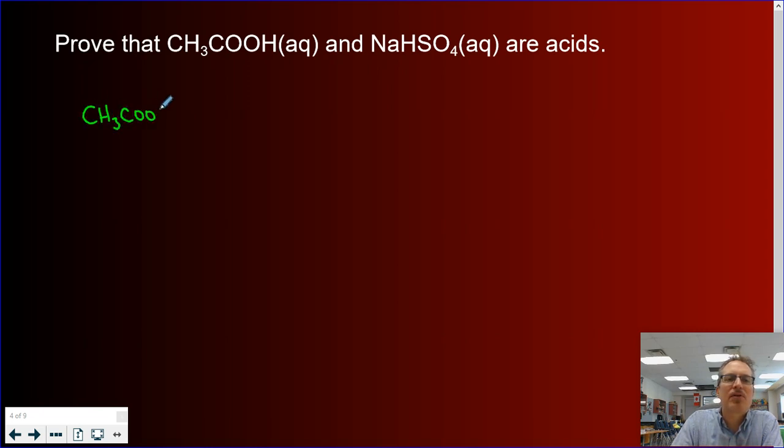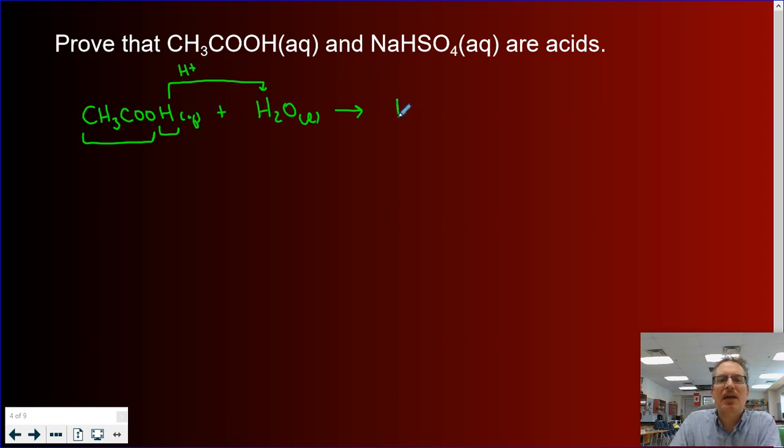If we remember the revised definition, it says it's got to react with water, and then it's going to produce hydronium ion. So our job is to produce a hydronium ion. If I take a look at this, think about how it's built. You have a hydrogen cation and you have an acetate anion. So it's this hydrogen, this proton, that's going to be donated. And so we're going to make H3O plus, and we're going to be left with CH3COO.